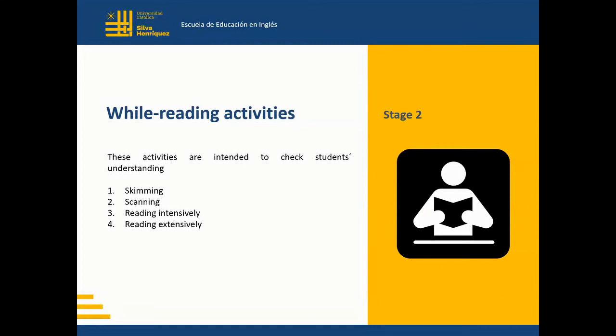2. Scanning. When we scan, we don't read the whole text. We glance over most of it until we find information we are interested in. For example, you normally scan through a text to find the number of a restaurant on a website, or when you are going through a grammar book to find the grammar rule you need to study before an exam.